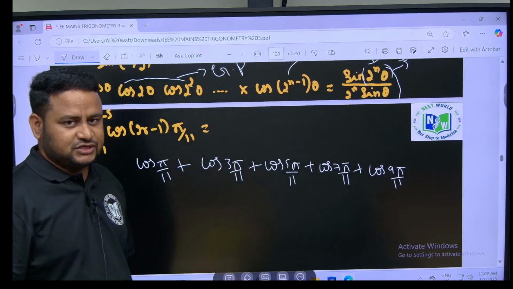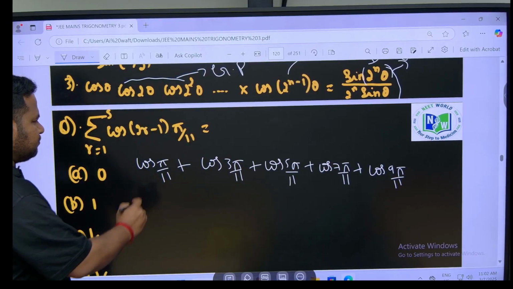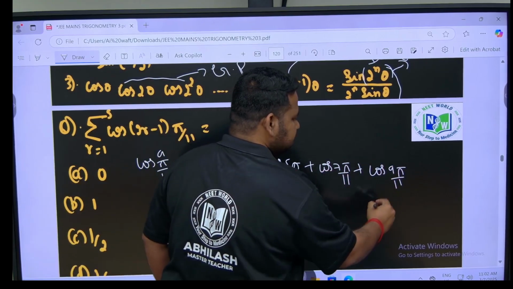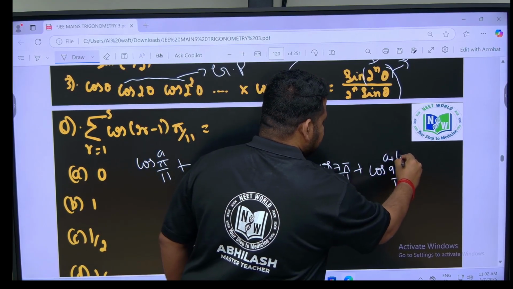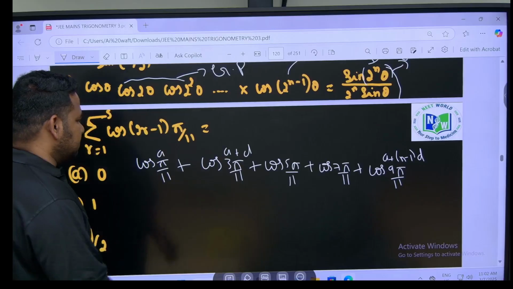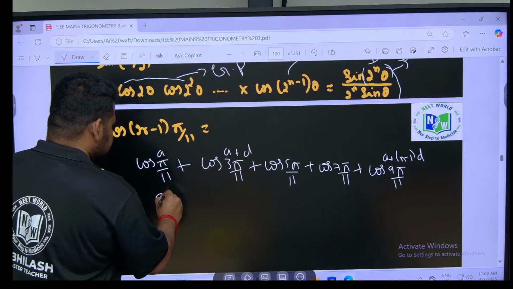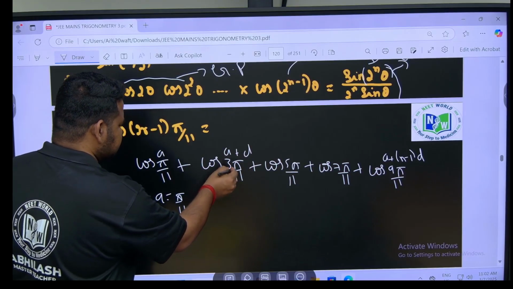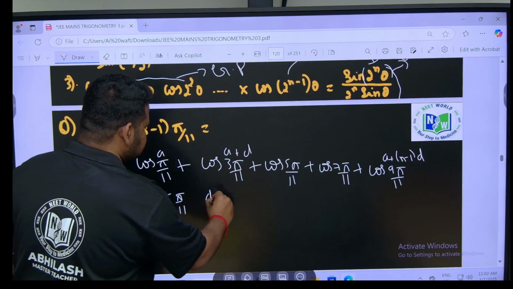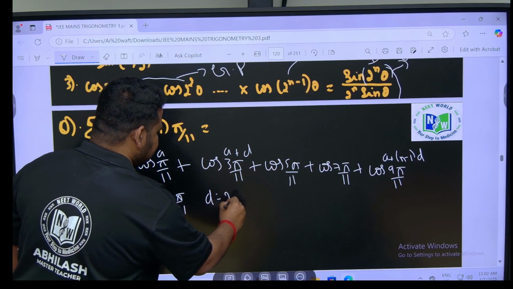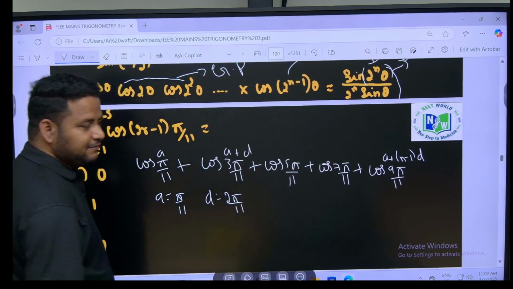So this is the expression we got. Here, this is a, this is a plus d, and this is a plus n minus 1 into d. So a is pi by 11, and what about d? d is nothing but this term minus this term. So d is 3 pi by 11 minus pi by 11, that is 2 pi by 11, correct?